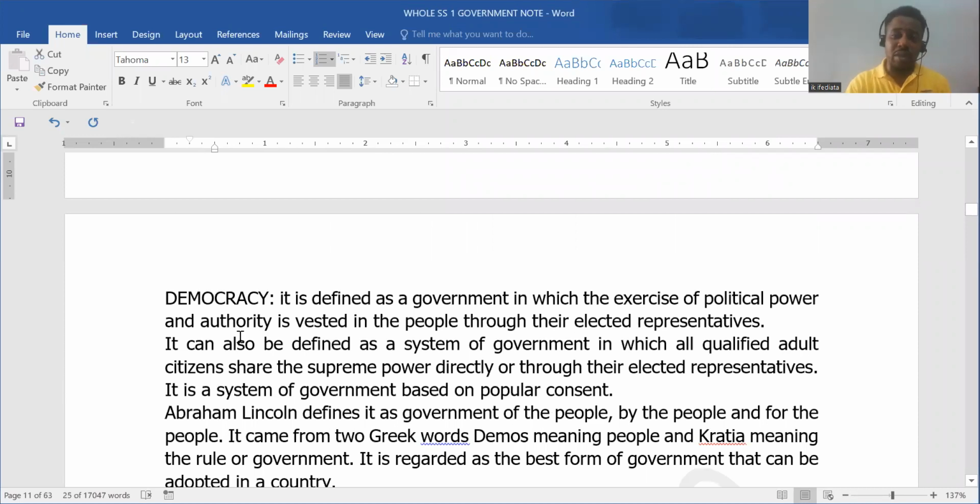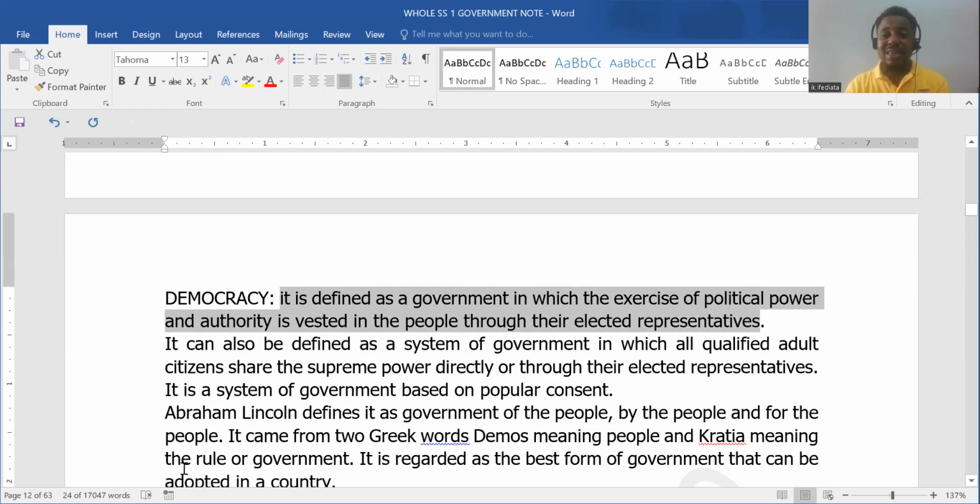So what is democracy? I will always love Abraham Lincoln's definition: government of the people, by the people, and for the people. It is attributed to him. Maybe he said it, but I believe it's so. If you look here, you will see other definitions. It's defined as a government in which the exercise of political power and authority is vested in the people through the elected representatives. Big grammar.